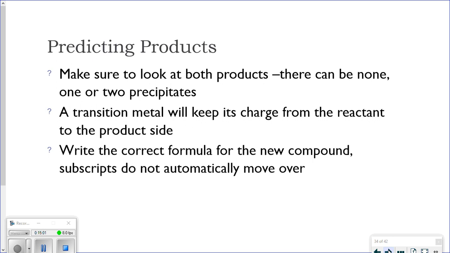Remember, transition metals tend to keep their charge from the reactant side to the product side. And make sure that you are crisscrossing your charges. Don't just assume that the subscript moves with the substance. The only time the subscript is going to stay the same is whenever you have that polyatomic ion, that the subscript is part of the formula for the ion.